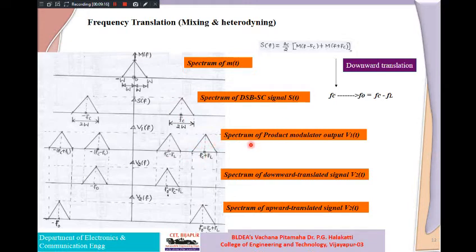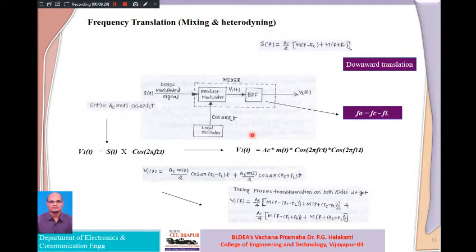Let us see how things are working here one by one. For that we simply have to multiply this DSB-SC signal, that is A_c m(t) cos 2πf_c t, with cos 2πf_L t. That is the output of the product modulator V1(t): the s(t) input multiplied with cos 2πf_L t. Then what are we getting? You can substitute for s(t), that is A_c m(t) cos 2πf_c t, and cos 2πf_L t remains as it is outside.